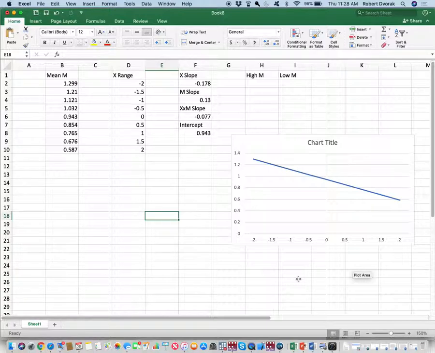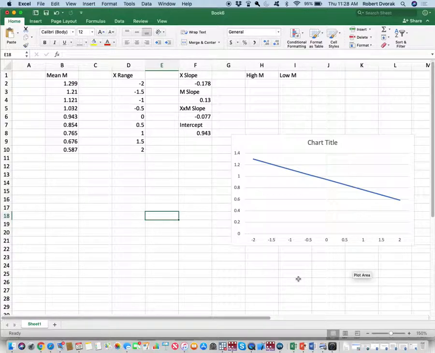That is our slope of x when m is held constant at 0, right? When m is held constant at its mean, that is the relationship between distress tolerance and alcohol problems. As distress tolerance increases, alcohol problems decreases, right? And vice versa.